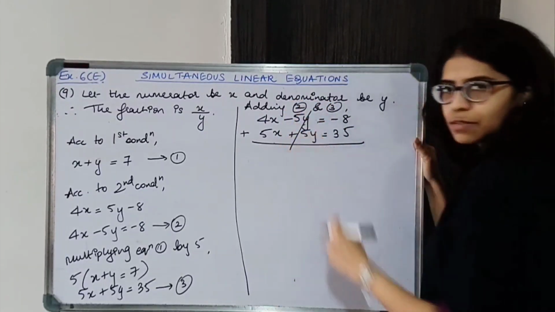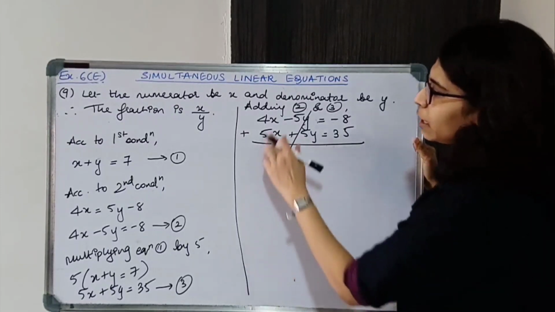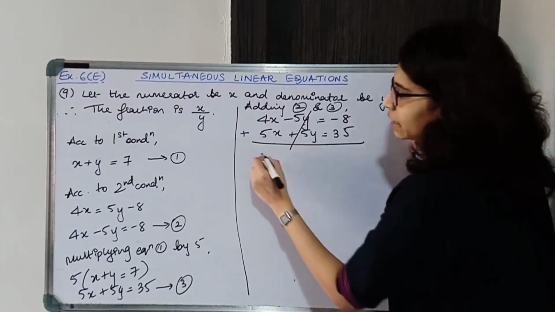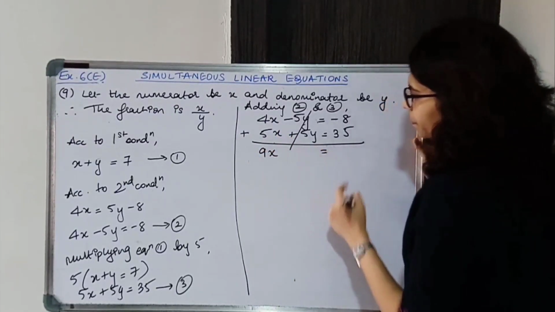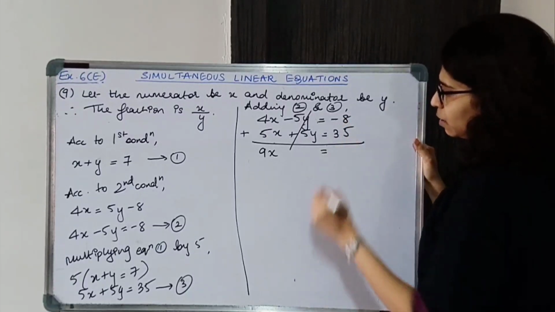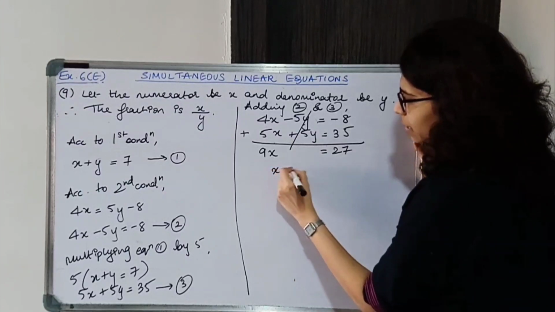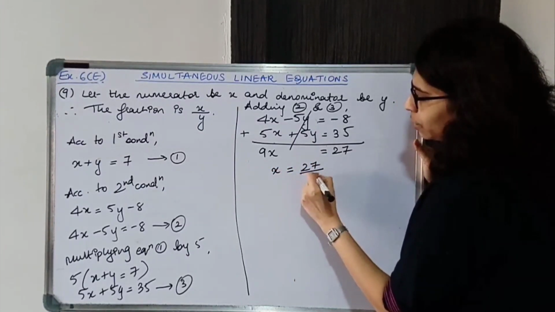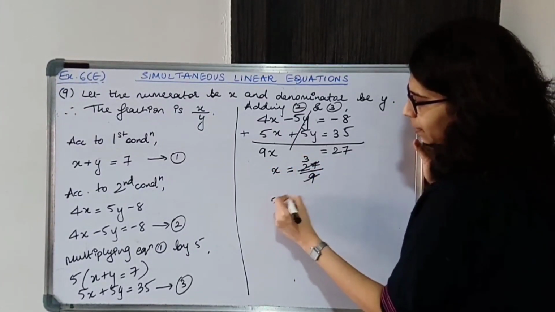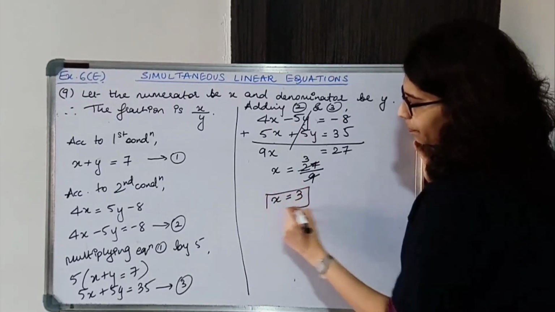This will get cancelled. Plus 5y minus 5y. 4x plus 5x will give me 9x. 35 minus 8, so that will give 27. Okay, so x is equal to 27 upon 9. 9 3s are 27. So x is 3.